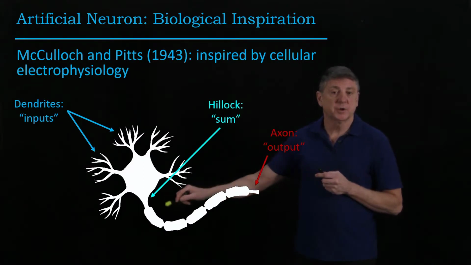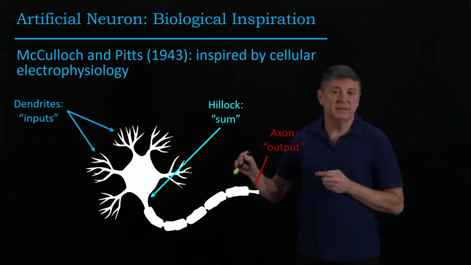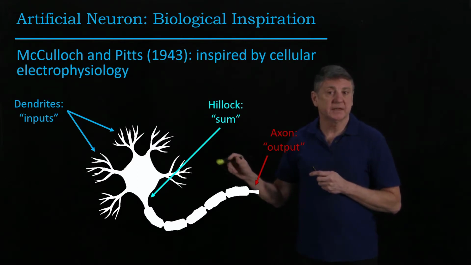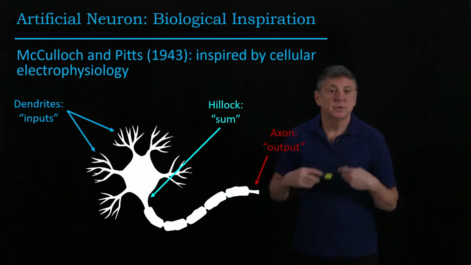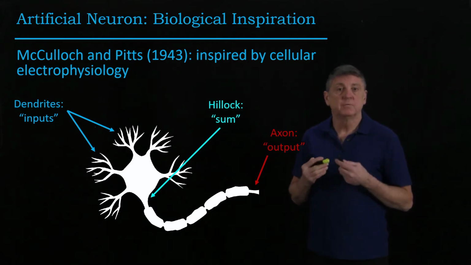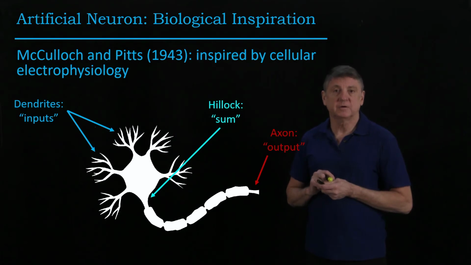And here we're showing a myelinated axon. And this is myelinated or electrically insulated when the axon is many times the length of the cell body. So this is the basic biological inspiration for the computational model that we'll call an artificial neuron.